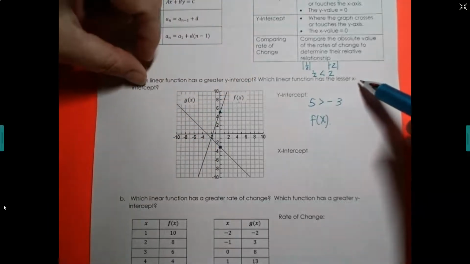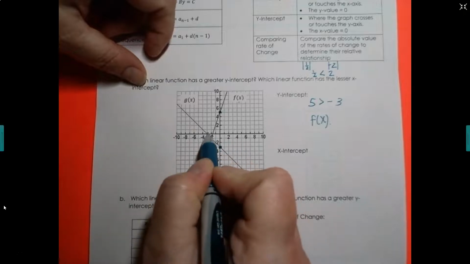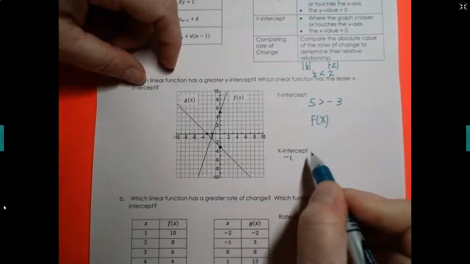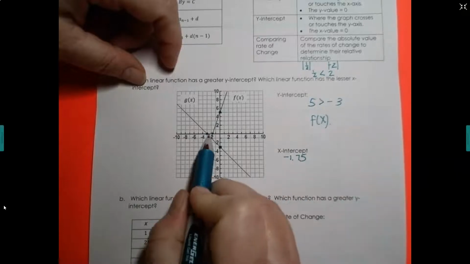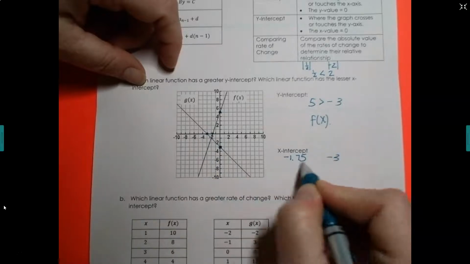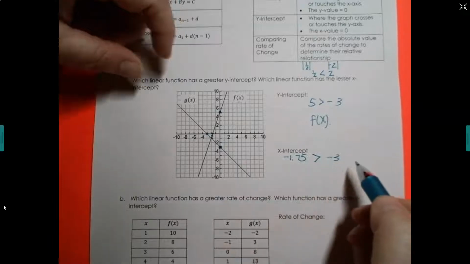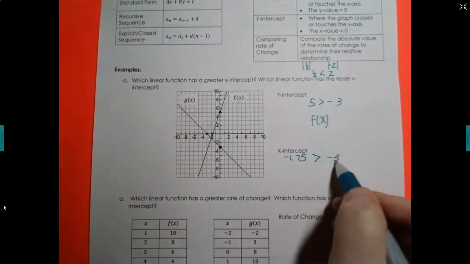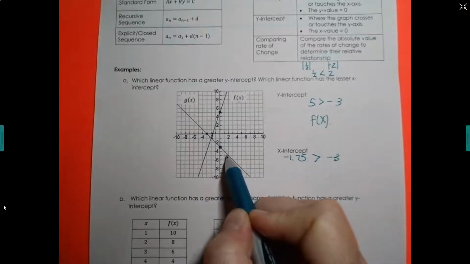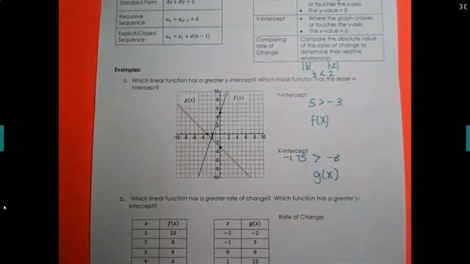Which linear function has a lesser x-intercept? The x-intercept is on the x-axis. Here are our two values. One of them looks to be -1.75, I'm guessing here. And the other one is -3. How do these compare? Well, -1.75 is actually more positive than -3. So it's a bigger number. Now our question is, which one's lesser? The -3, and the -3 belongs to g of x.